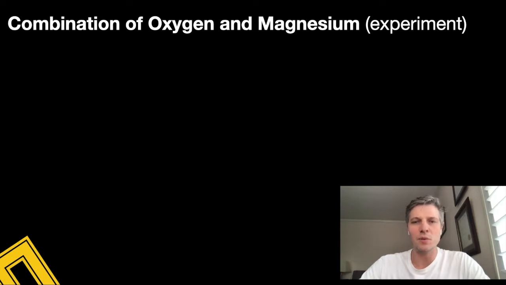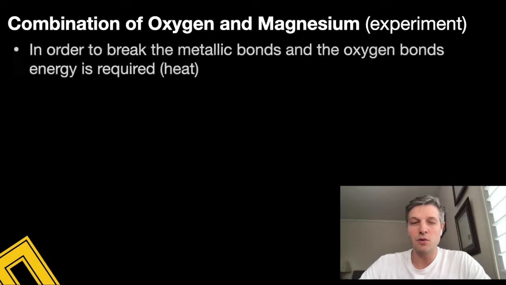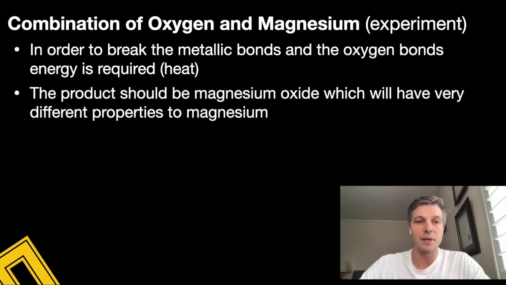Let's have a look at one now with a combination of oxygen and magnesium. Now, in order to break the metallic bonds of magnesium and the oxygen bonds, we need to add a little bit of energy. We can do that in the form of heat. Now, our product will be magnesium oxide if we're following our generic formula. Magnesium plus oxygen, magnesium oxide. Now, it will have very distinctly different properties to magnesium, and that's what we're going to be having a little look at.